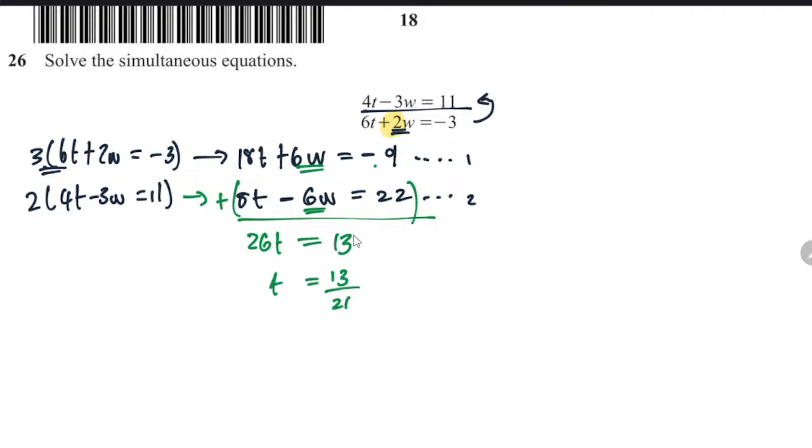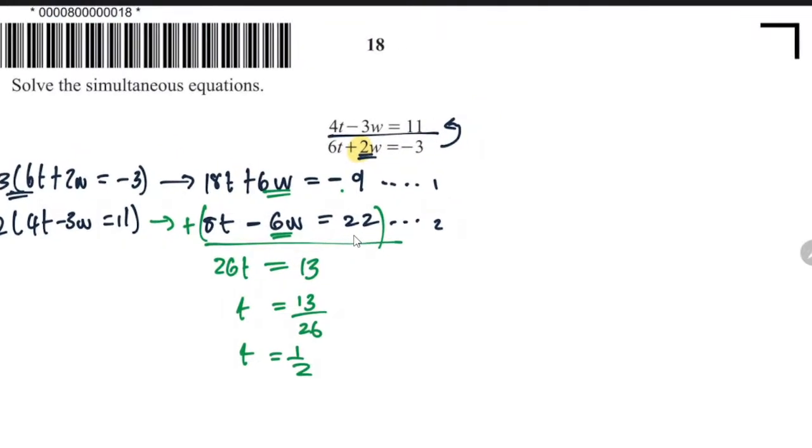You take 26 to the other side. 13 over 26, which is T is equal to half, because 13 times 2 is 26. Okay? So here, can you see this T?